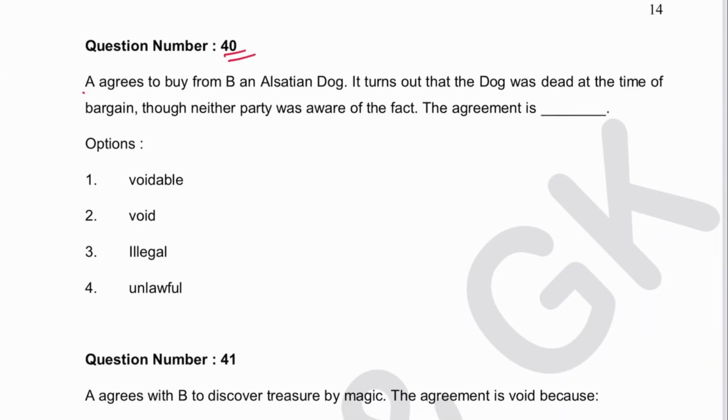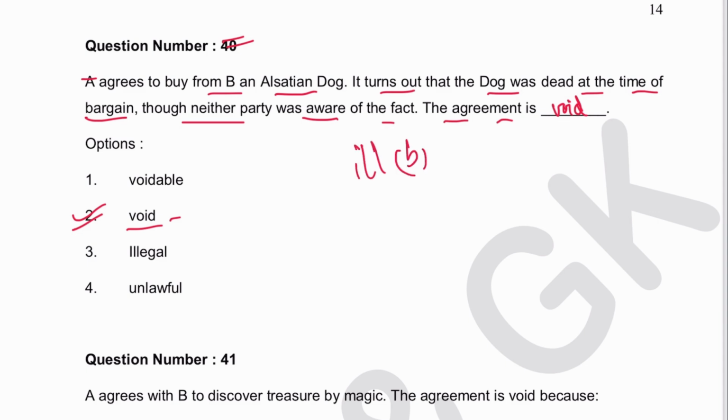Next is 40. A agrees to buy from B an Alsatian dog. It turns out the dog was dead at the time of bargain. Though neither party was aware of the fact, the agreement is void. When both parties are under mistake, the agreement would be void. 2 is the answer. You can see illustration B of section 20 of Contract Act.